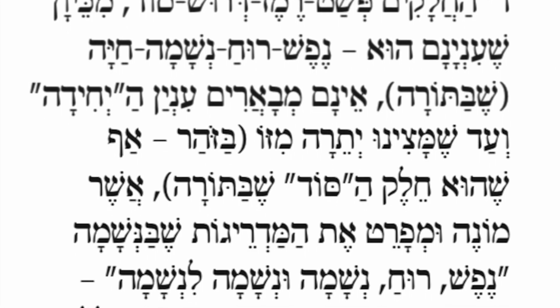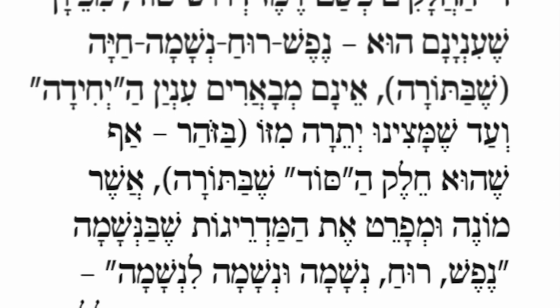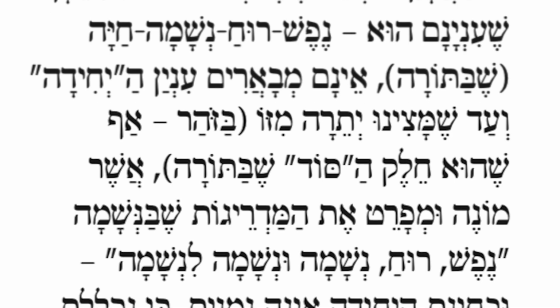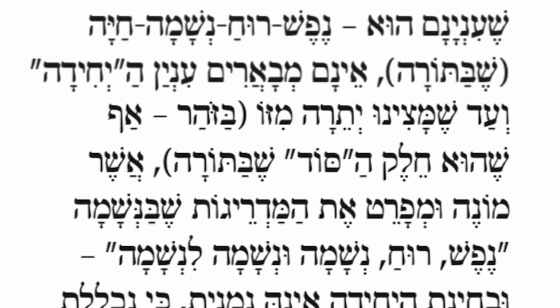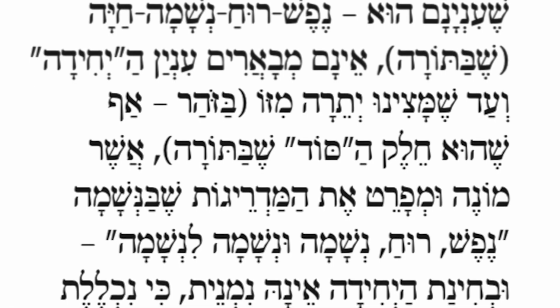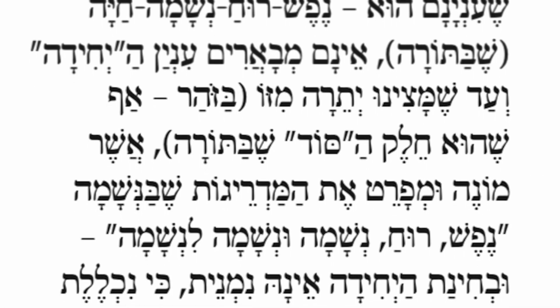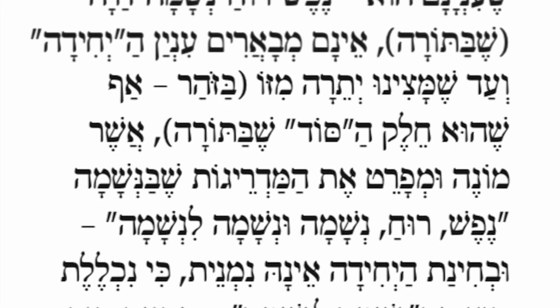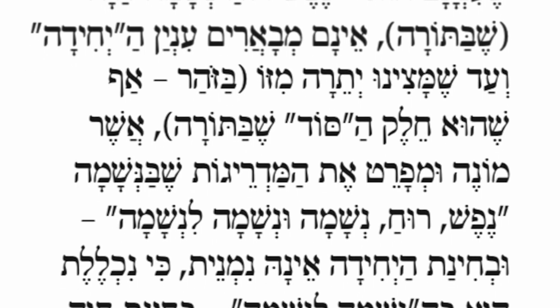Even though it is the highest of the four levels, and you would think that it would cover this topic, it counts or enumerates the levels of the soul, and it only mentions nefesh, ruach, neshama, and neshama l'neshama. It doesn't say yechidah. It doesn't count yechidah.